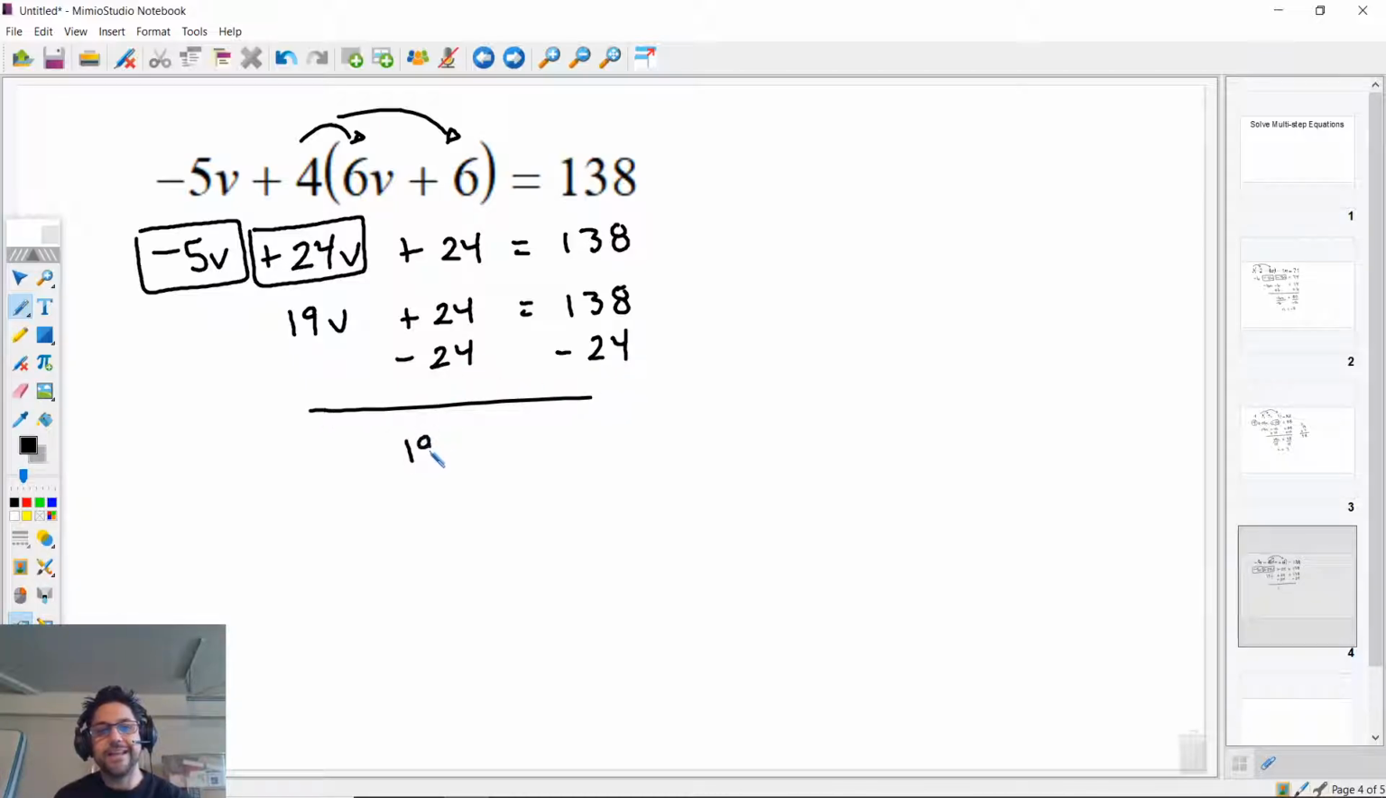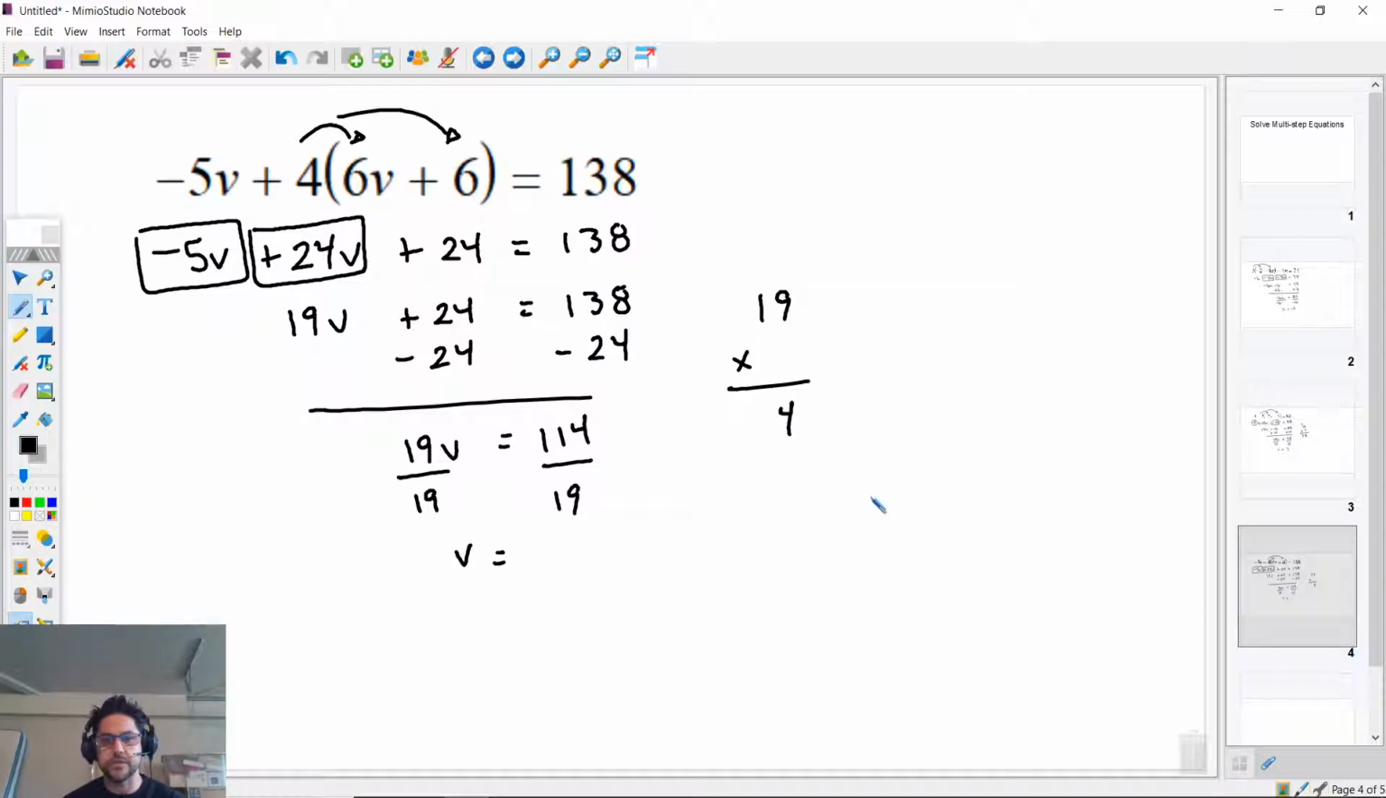So that's going to give me 19v is equal to 114. Going to go ahead and divide by 19. And again, if you don't know the division in your head, you can go to the side and say, okay, 19 times what number is going to end with a 4? Let's see, what about 6? Because isn't 9 times 6 54? 6 times 1 is 6 plus 5. Oh, very nice. So that means v is equal to 6.